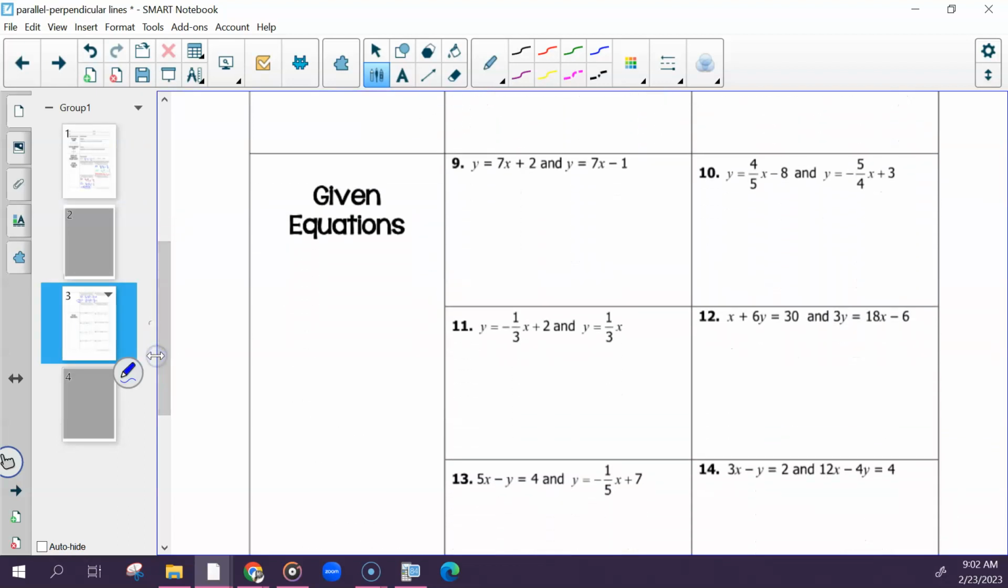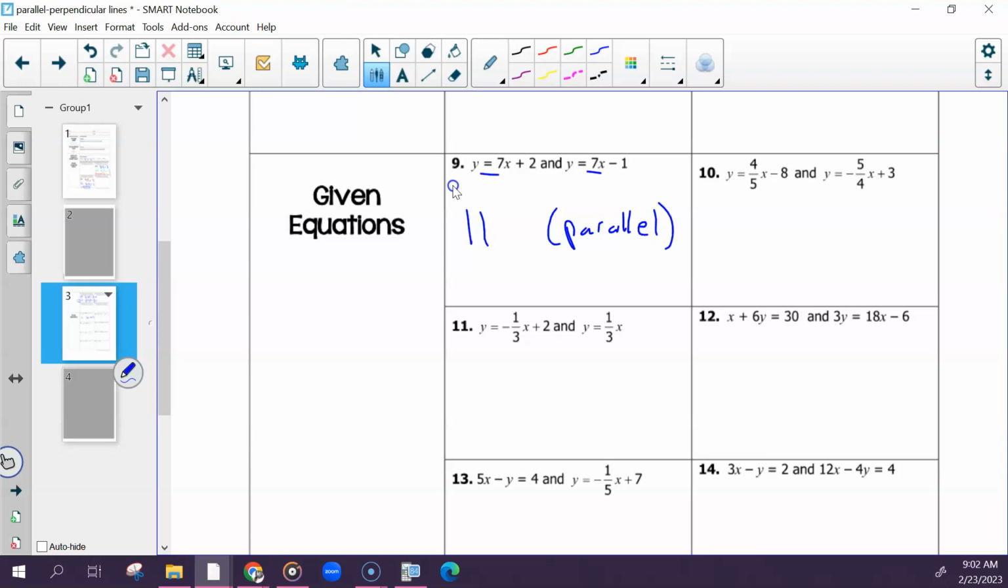Alright. Now we're going to jump to 9, where now we are given equations instead of slopes. But because we're given equations and some of these are in slope-intercept form, we can still determine, are these parallel, perpendicular, or neither? So for 9, are these parallel, perpendicular, or neither? Yes. And how do we know these are parallel? Slopes are the same and the y-intercepts are different.